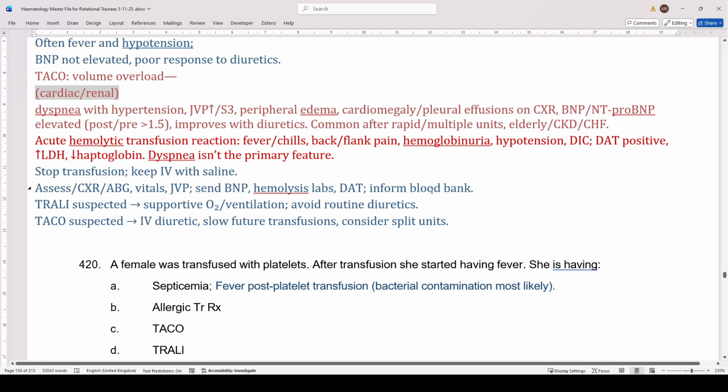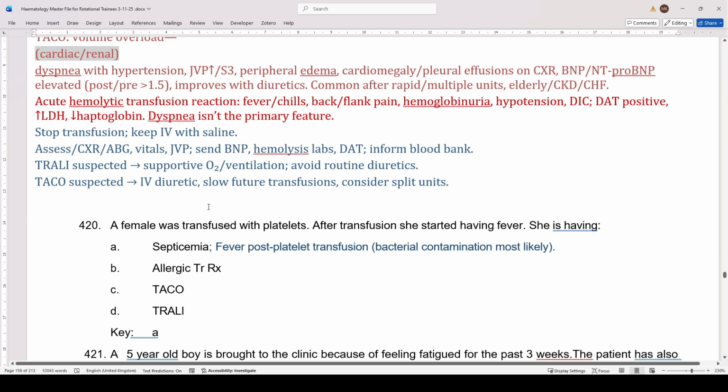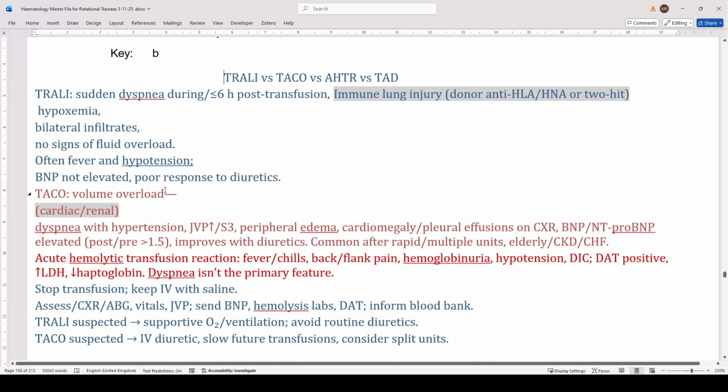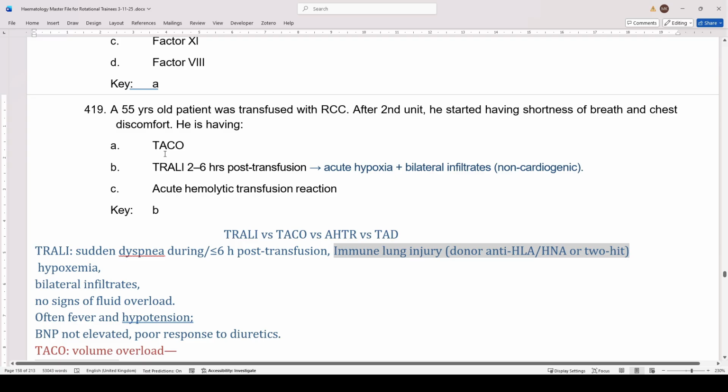Just remember that when TRALI is suspected, the treatment is to give oxygen and ventilatory support to the patient. Avoid diuretics. In case of TACO, IV diuretics are given. Further transfusion should be slow, and consider split units, so we do not give overload bags at the same time. We have to see that the patient does not get circulatory overload. According to this, I think TACO can also be the answer, and TRALI is also there.